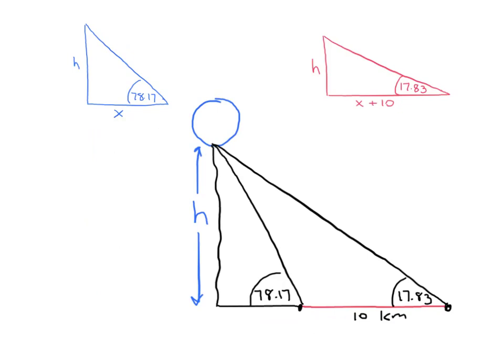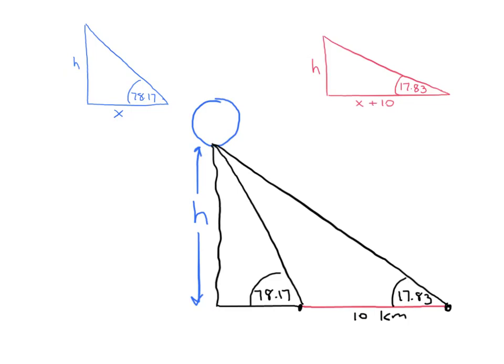Looking at our diagram, we can see 2 right-angled triangles. This triangle with an angle of elevation of 78.17 shown up above in blue has an opposite side of length h, the variable we're trying to find, and an adjacent side of length x, which we don't know.